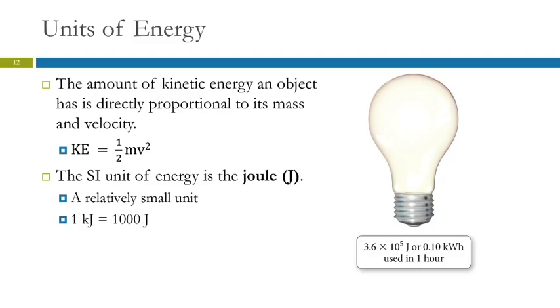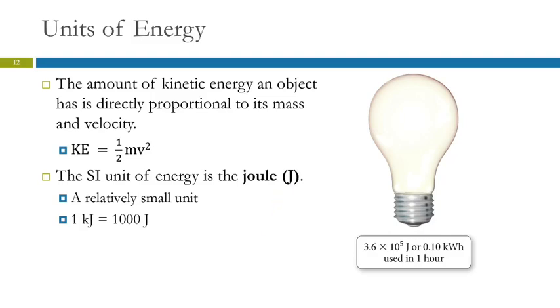Kinetic energy, we've seen this equation before, is 1/2 the mass of an object times its velocity squared. So the amount of kinetic energy is directly proportional to its mass and the square of its velocity. So that can give rise to energy units. The SI unit of energy is the joule. It's spelled kind of funny. It's named after a scientist, Joule, pronounced jewel like a jewel in a crown, and the abbreviation is capital J.